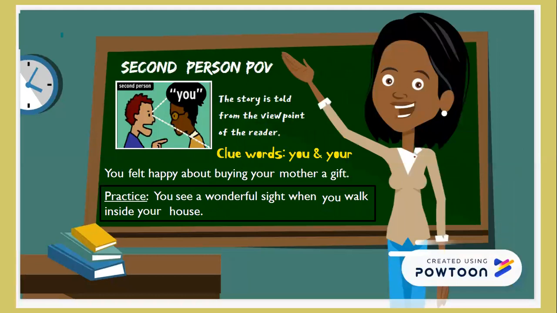So now let's move to the next point of view that we're going to be talking about, and it is the second person point of view. A good definition for second person point of view is the story is being told from the reader's viewpoint. Clue words that you will see are you and your. In my example, you felt happy about buying your mother a gift. And those clue words are you and your.